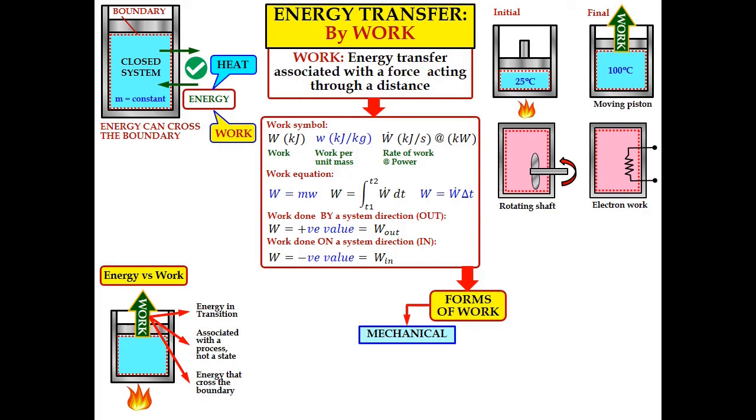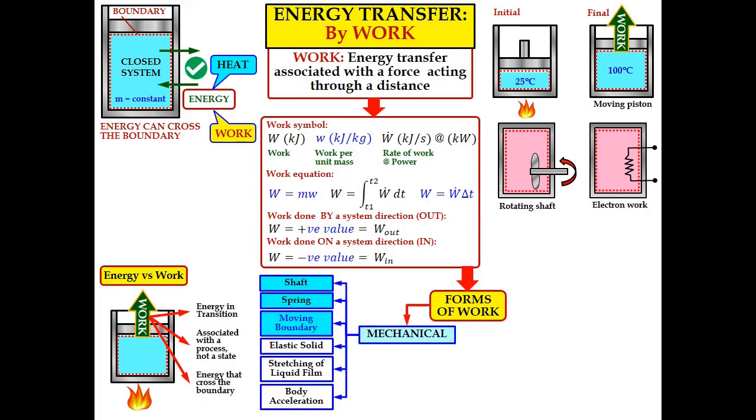For forms of work, we have a number of forms under mechanical work: shaft work, spring work, moving boundary work, elastic solid, stretching of a liquid film, and body acceleration work. However, in this chapter we only discuss shaft work, spring work, and moving boundary work. Under non-mechanical work, we have electrical work and magnetic work. Under non-mechanical work, we only discuss electrical work.